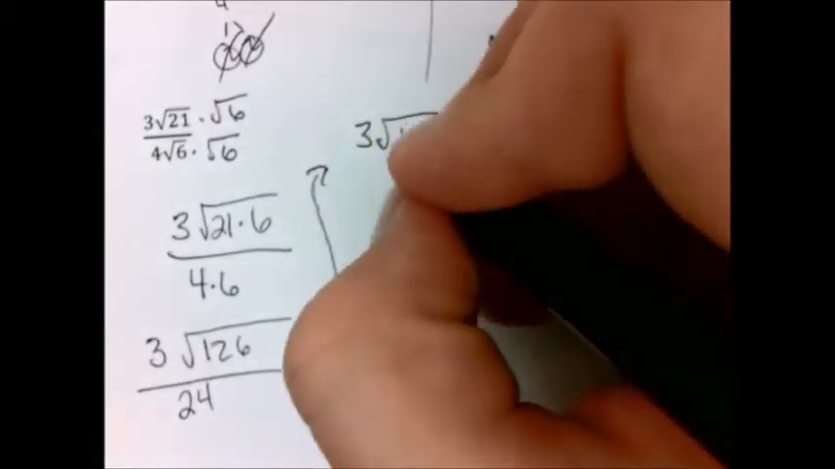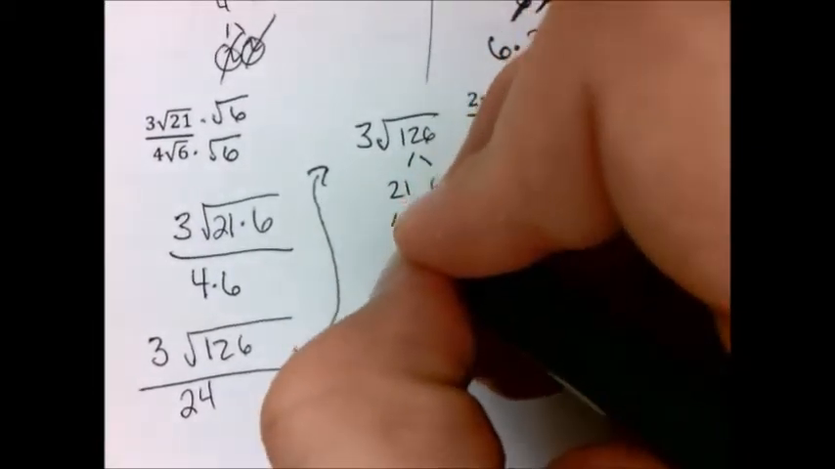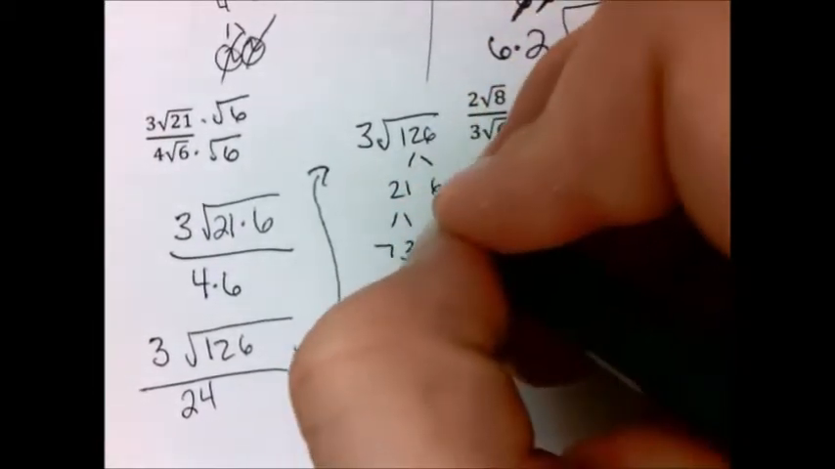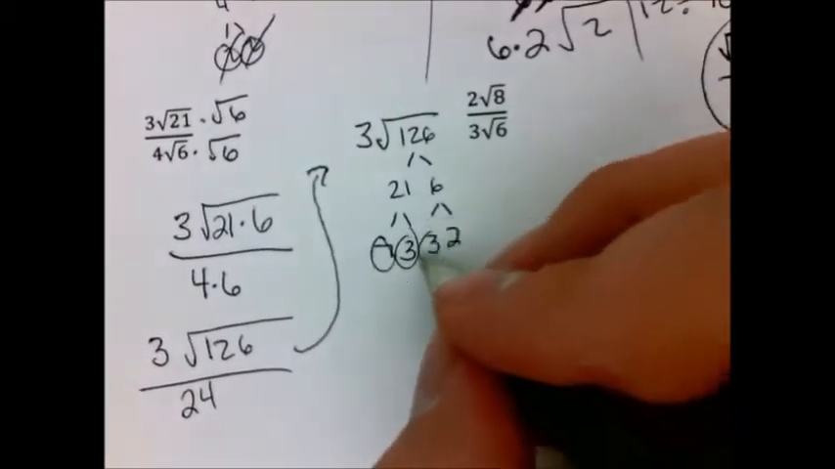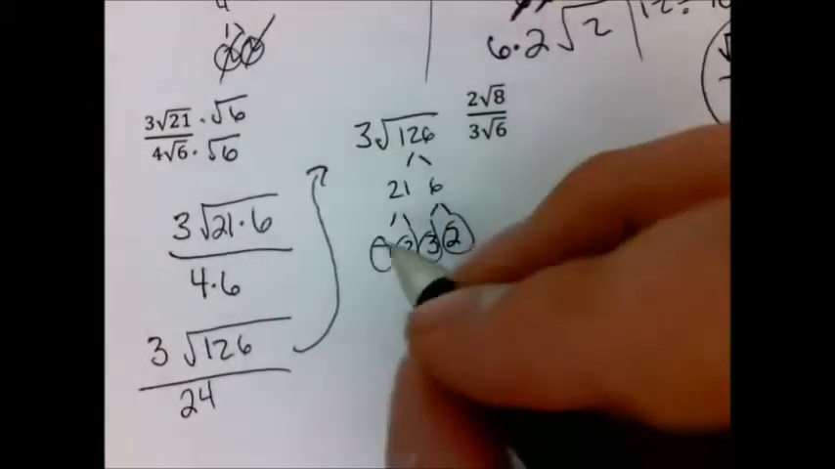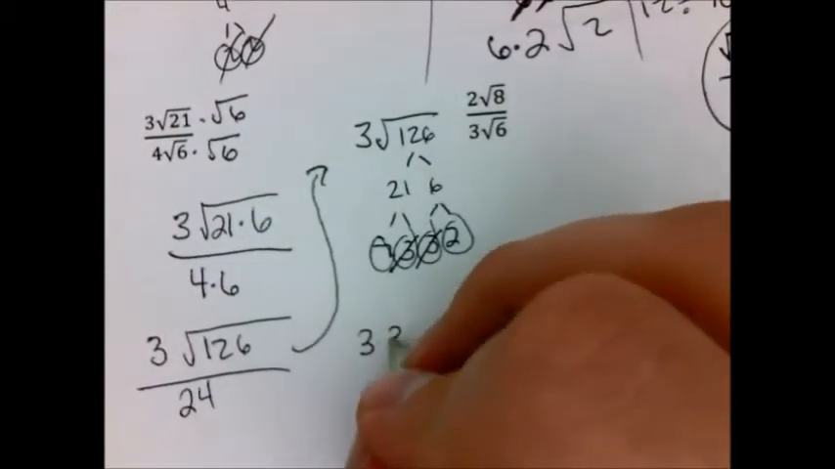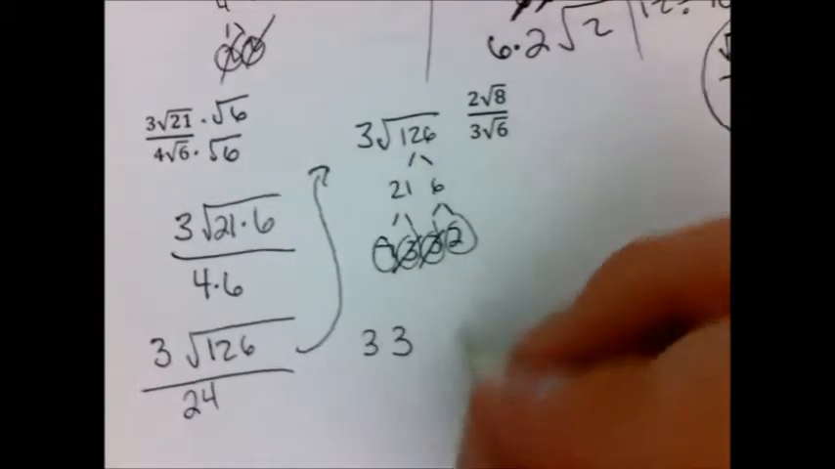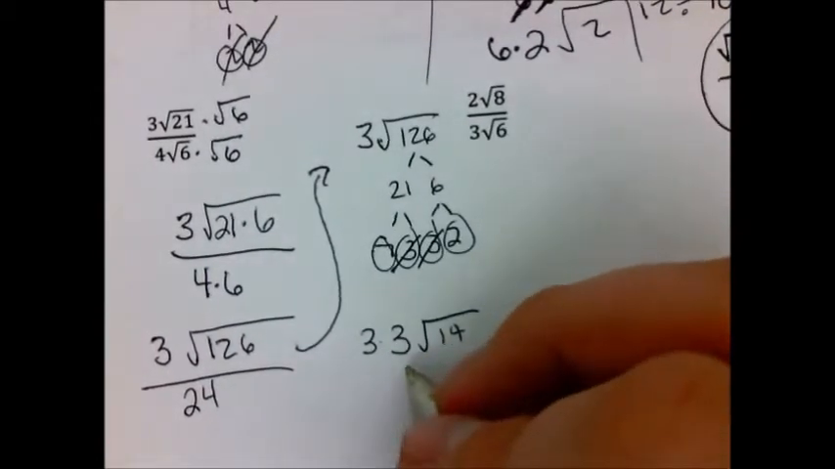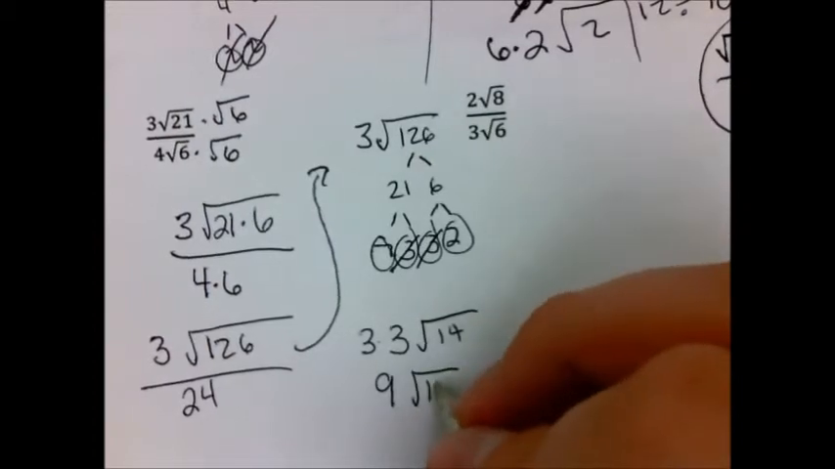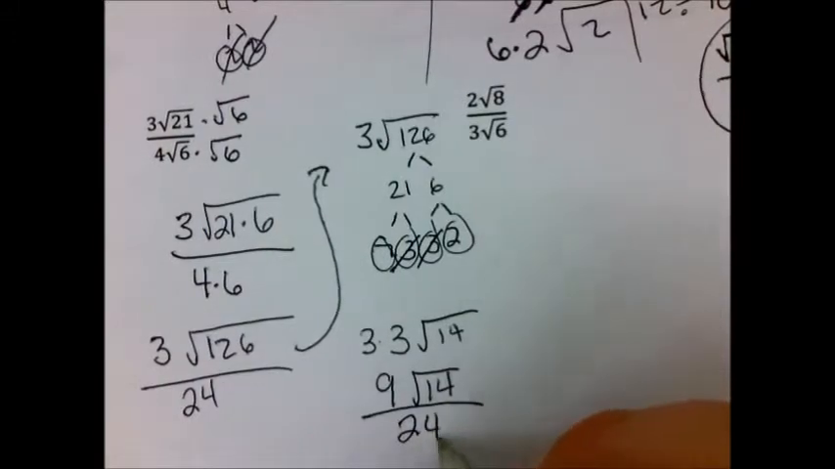So we got 3 square root 126. This breaks down into 21 and 6. 21 breaks down into 7 and 3. 6 breaks down into 3 and 2. So we have a 7, a 3, a 3, and a 2. My only combination, our pair, is right there. So we take 3 times 3. 7 and 2 go back under, 14. Which means we have 3 times 3 is 9, square root of 14, all over 24.